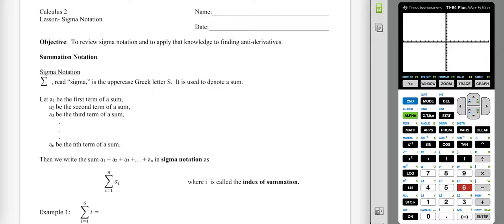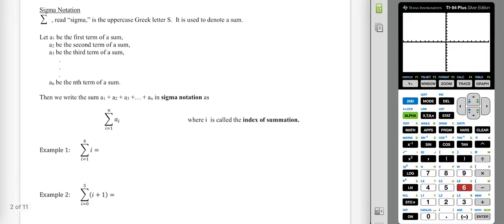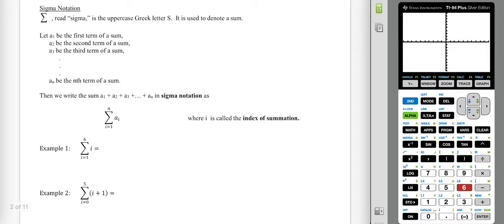The first thing we talk about is the actual notation itself, the capital sigma. It represents a sum. a sub 1, a sub 2, a sub 3, all the way to a sub n represent the terms of the sum. If we wanted to write a simple expression involving the sum of several terms in sigma notation, it could be something as simple as what you see here: a sub 1 plus a sub 2, a sub 3, all the way to a sub n.